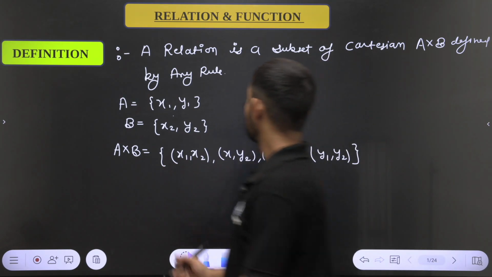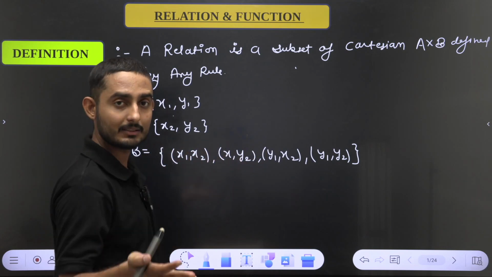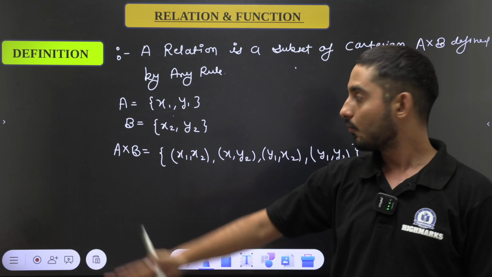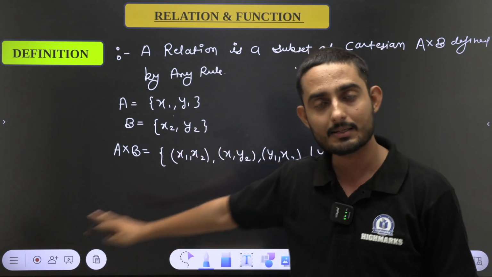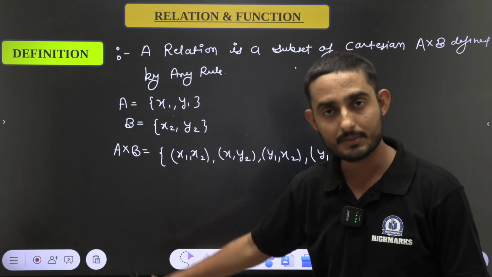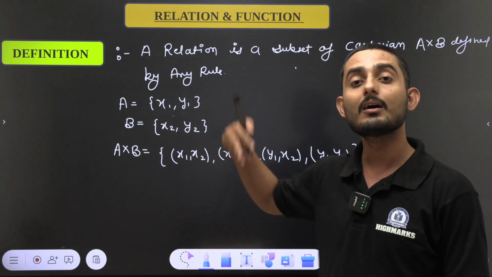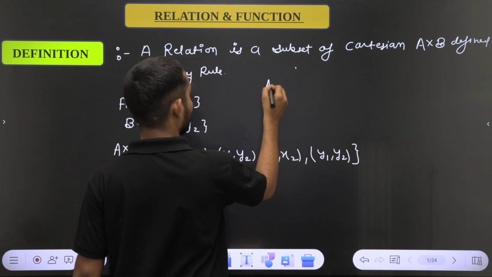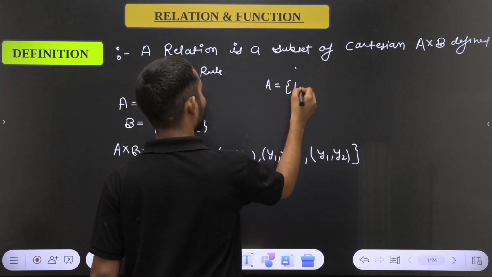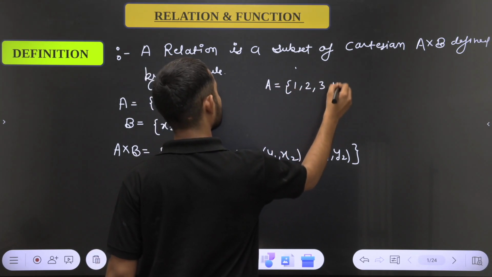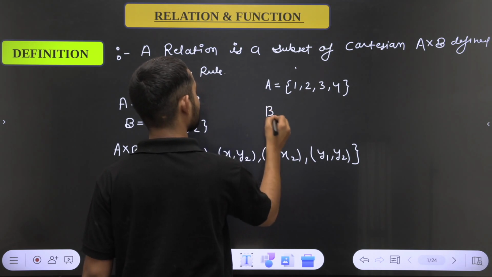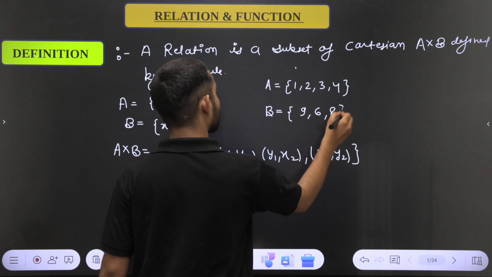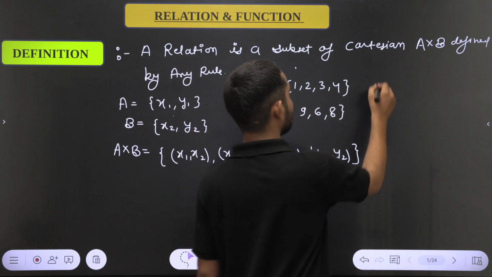Now suppose we use some rule, and by using that rule we are relating only some elements of this Cartesian product. Then we form a subset. That subset will be the relation. For example, I have two sets: A is 1, 2, 3, 4 and set B is 9, 6, 8. So first of all, what will be A cross B?